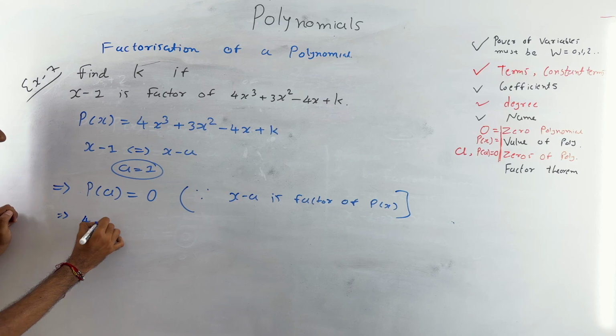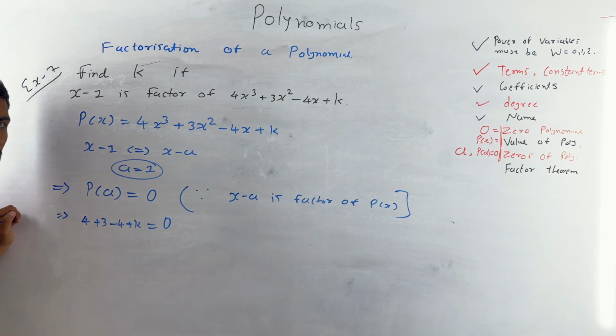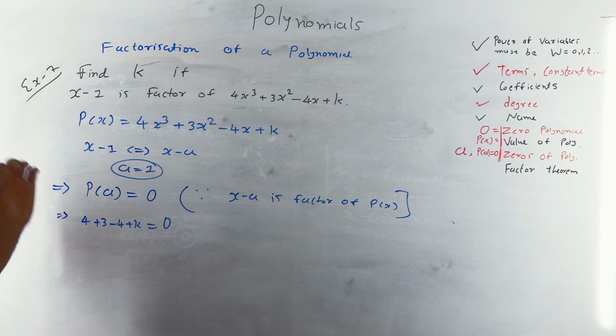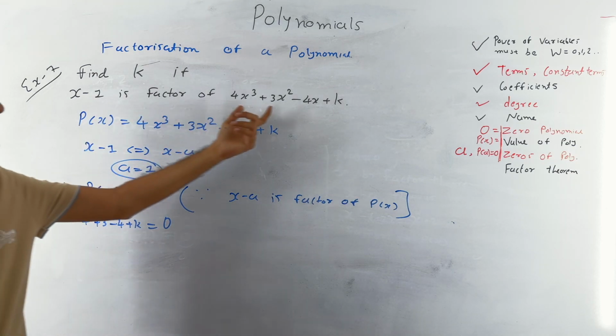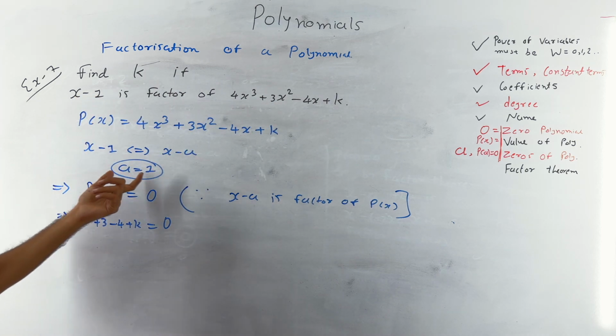So my answer will be 4 plus 3 minus 4 plus k is equal to 0, right? See, understand it properly. I have used the factor theorem. Now I have this polynomial as p(x). A factor of this polynomial is x minus 1. I have just found the value of a.